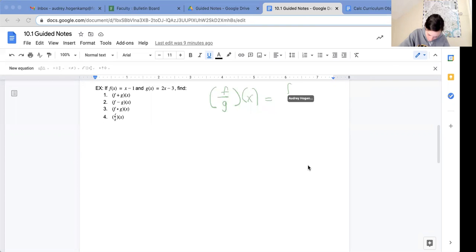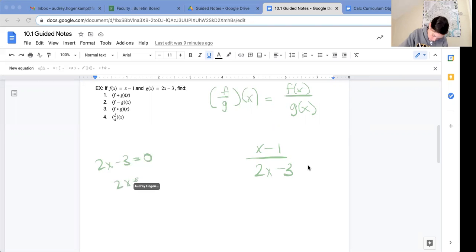All right, and then last but not least, we have f divided by g of x, which we know is going to be equal to f of x divided by g of x. So that is going to be equal to x minus 1 over 2x minus 3. And that's about all we can do right there. But we do want to say that we know 2x minus 3 cannot equal 0. So that's setting our denominator equal to 0. So then we get 2x equals 3. So we divide by 2, x is equal to 3 halves.